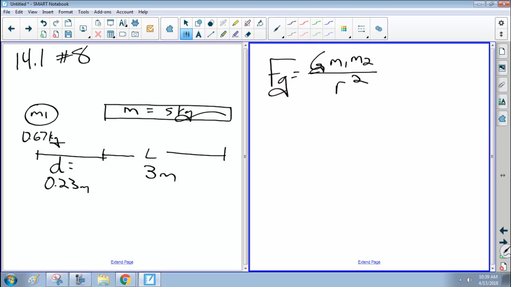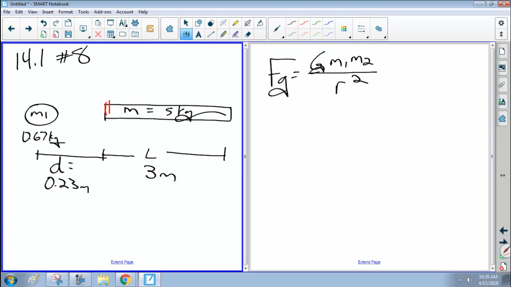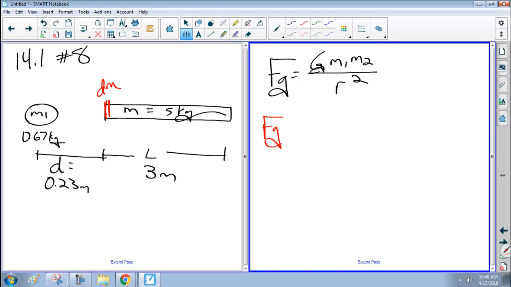All right, so what we want to do is imagine this thing as a whole bunch of teeny little particles of mass dm, and then sum all of them up. Does that make sense? When you do it that way, our force of gravity becomes the integral of G times m1 dm over r squared.